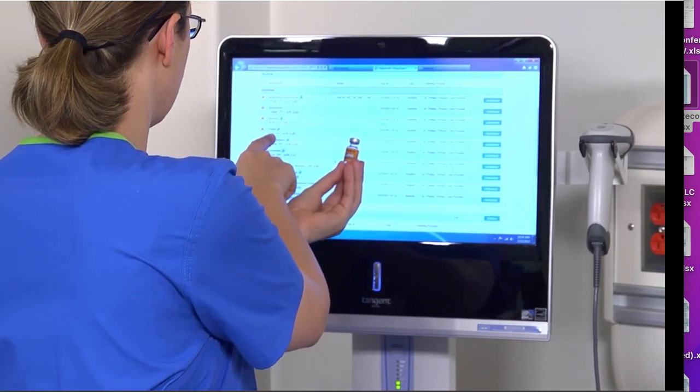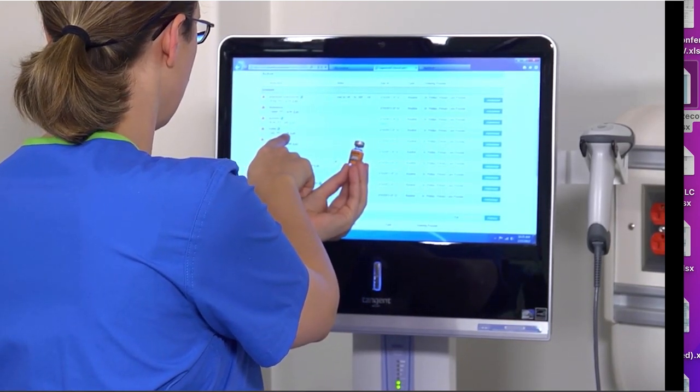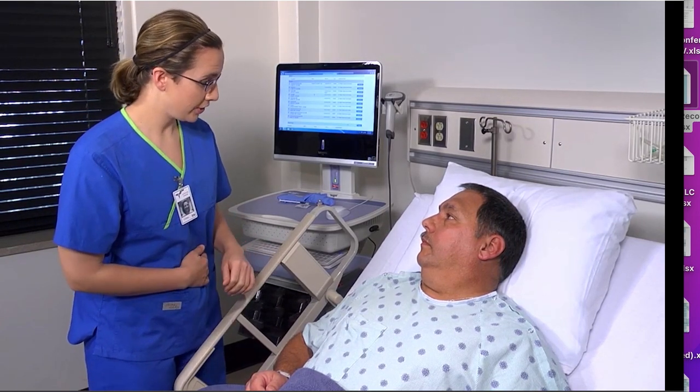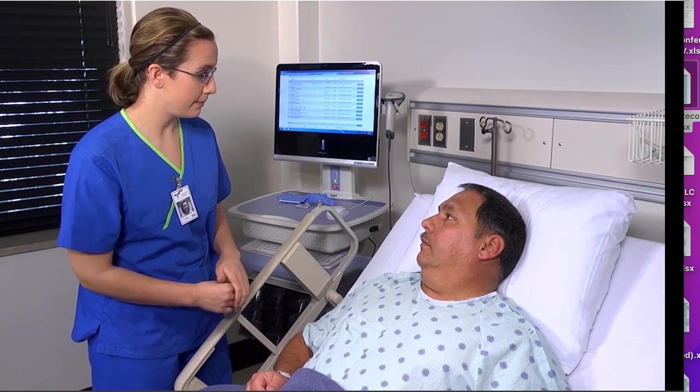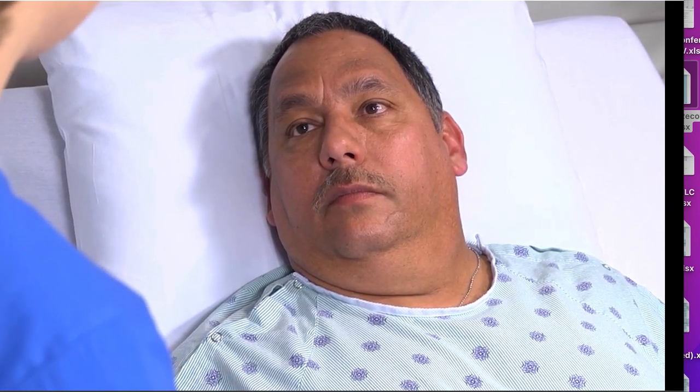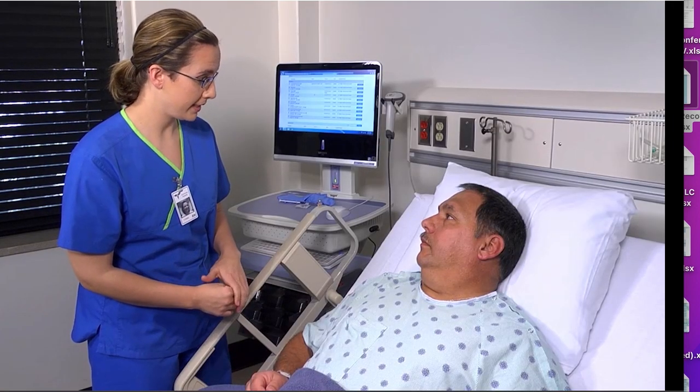At the bedside, again compare the medication label with the MAR. Discuss the purpose of each medication, its action, and possible adverse effects. Allow the patient to ask questions. Find out where the last injection was given by checking the MAR and/or asking the patient.